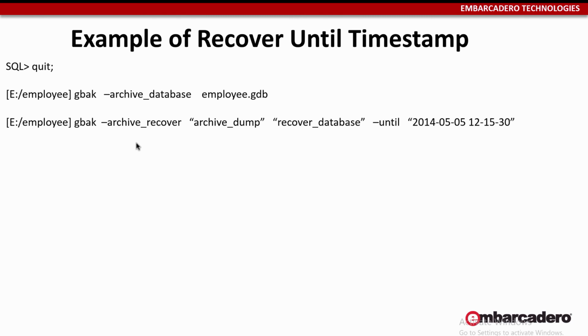What this is saying is I don't want to actually go to the end of all the journals. I only want to go up to this point. So it will go to the dump, copy the dump to the recovered database, and then start applying all of these entries up until this timestamp. All the journal entries have timestamps. So that's the means by which all of this works.